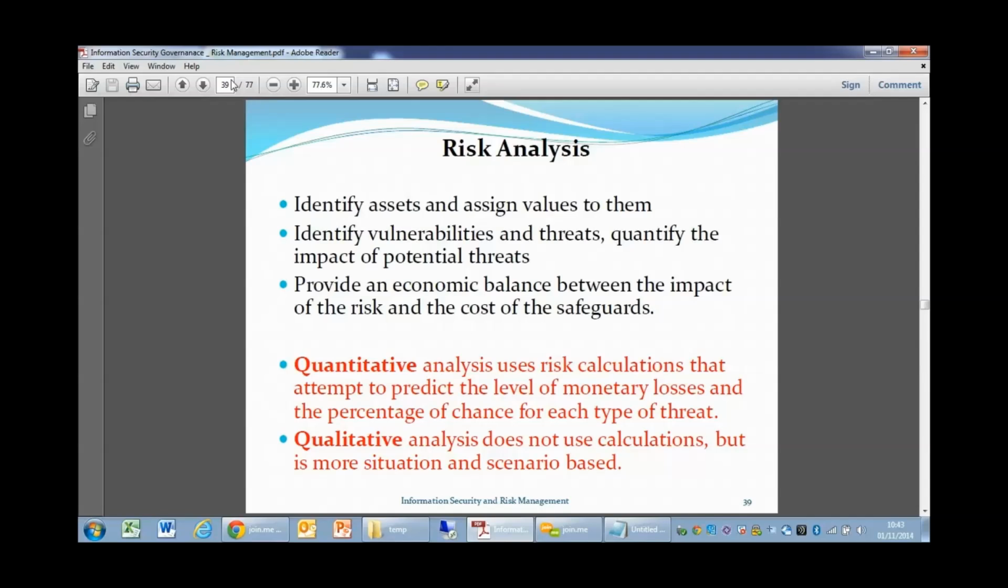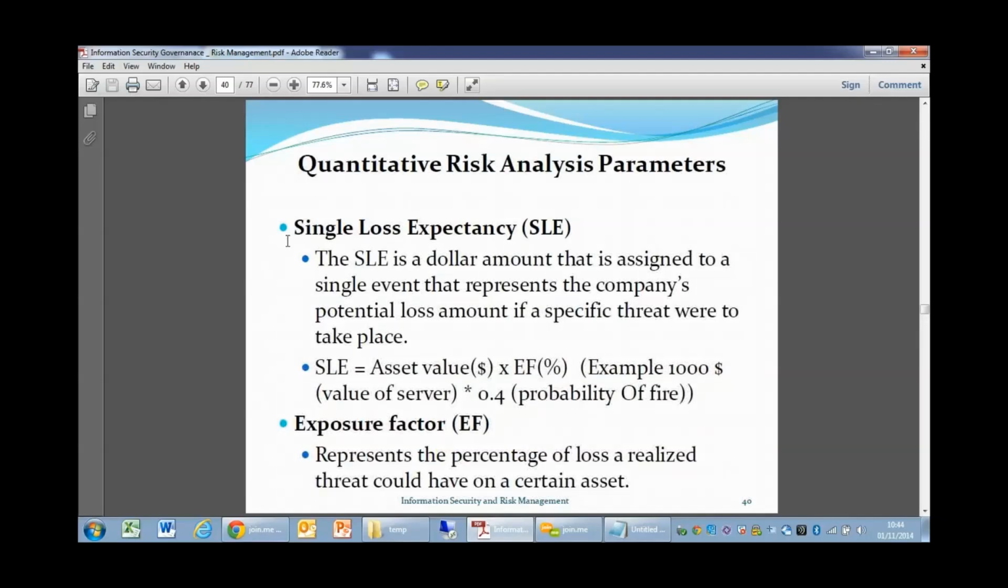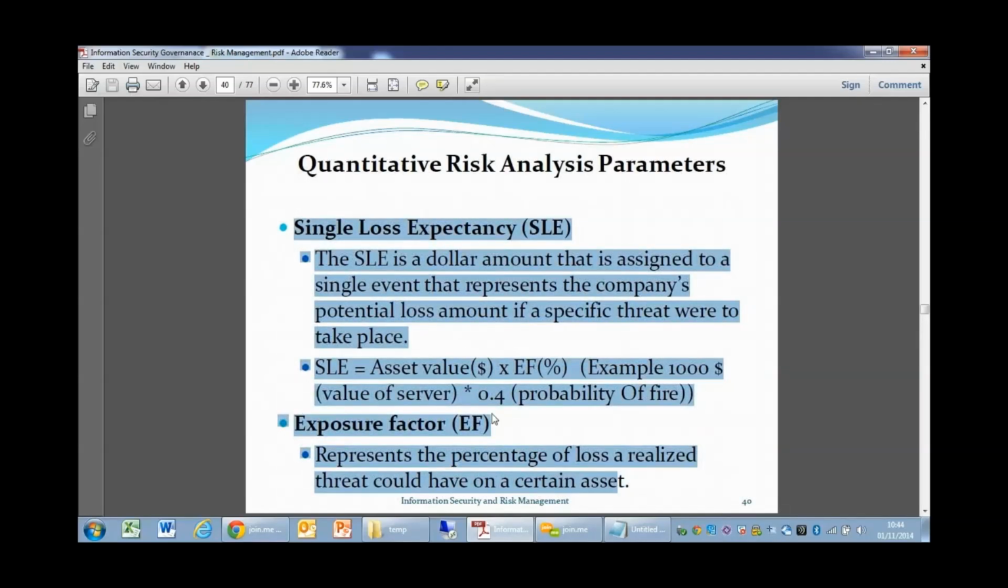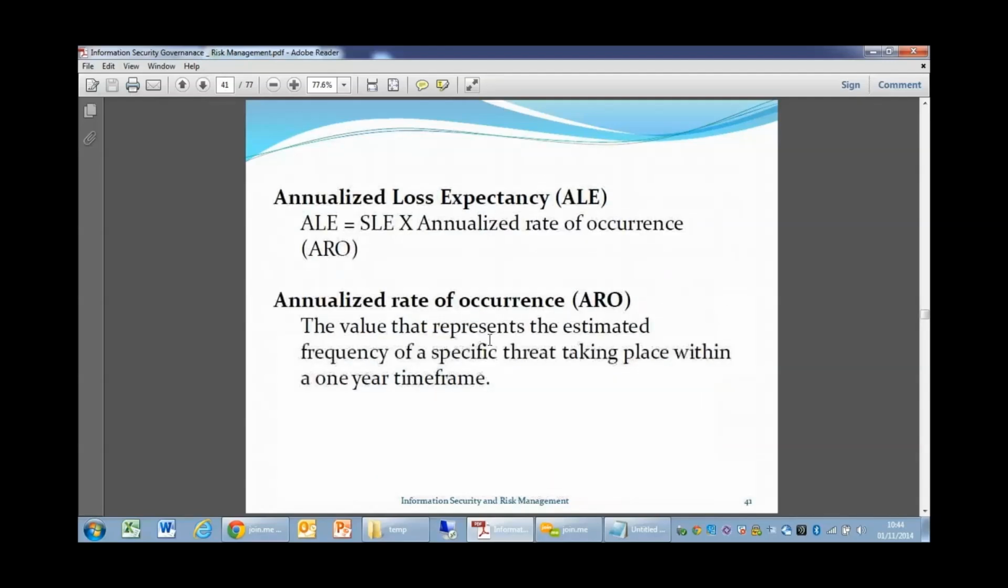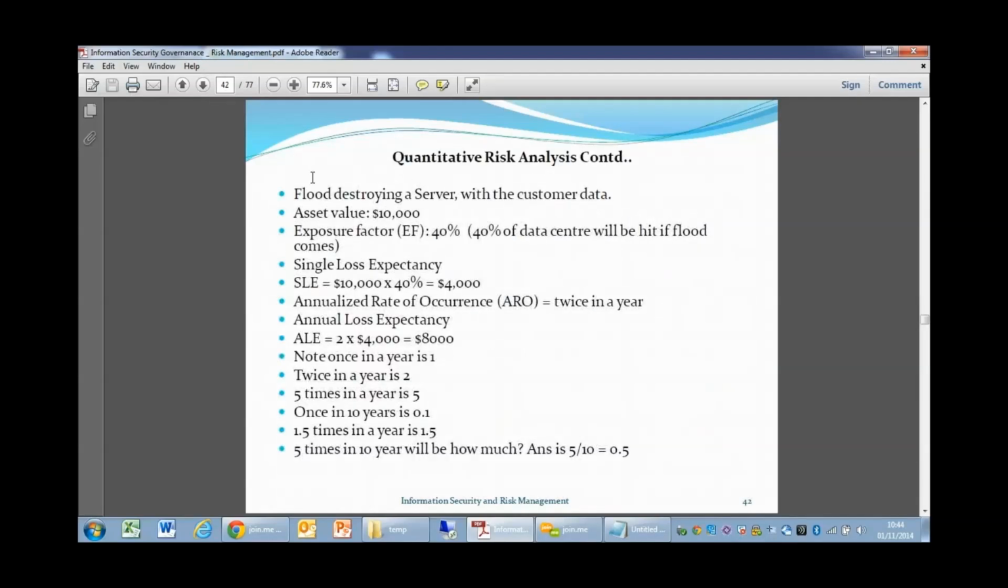Now risk assessment can be performed in two ways. One is quantitative, the other is called qualitative. Quantitative, as the name suggests, applies mathematics. Qualitative, as the name suggests, is all subjective. It is all on the basis of judgment, so no mathematics is applied. Now let's first understand what quantitative risk analysis is. CISSP has a lot of calculations here. I will explain these calculations in a very easy manner, and you will definitely get one numerical here. So let's understand with the help of this example.